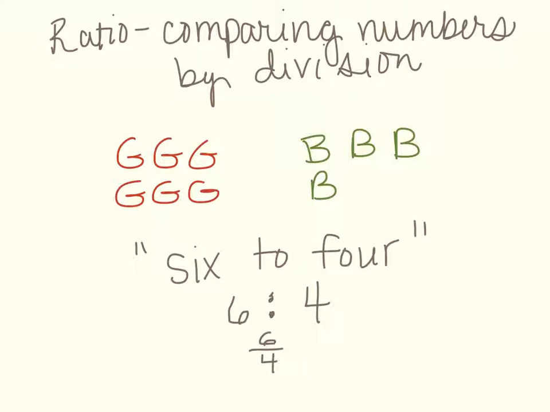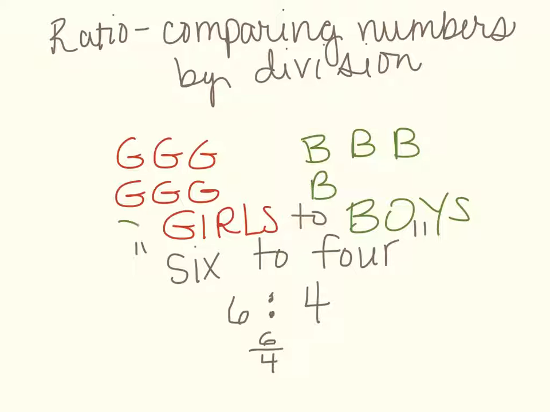Notice the order counts. It's not 4 to 6, especially if they said, what is the ratio of girls to boys? That right there tells me the order that I need to put things in. So I would say it's 6 to 4. Sometimes it will be written this way with the colon, but ultimately in our class we're going to write it as a fraction, 6 over 4. That's working with ratios right there.